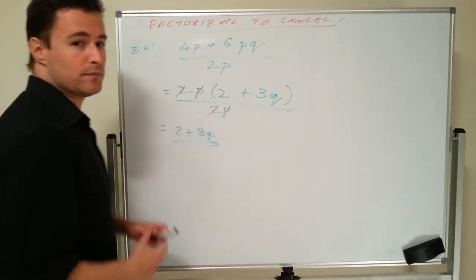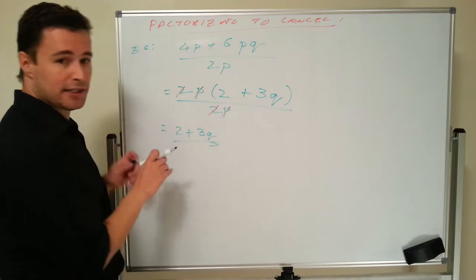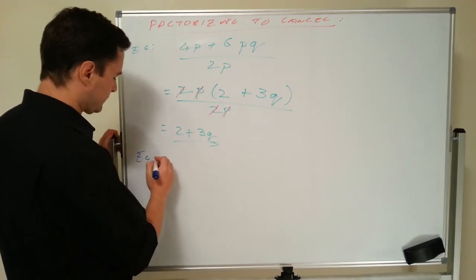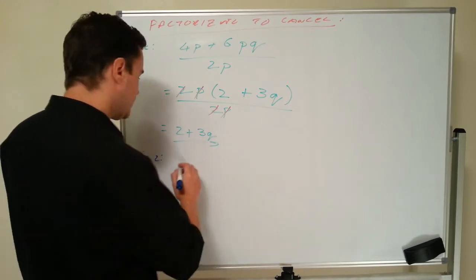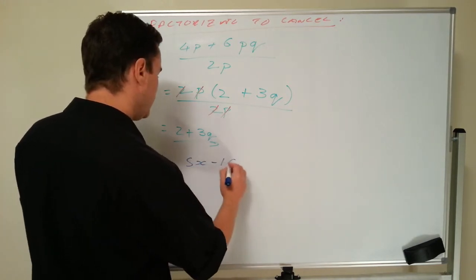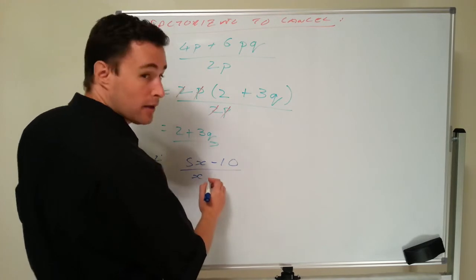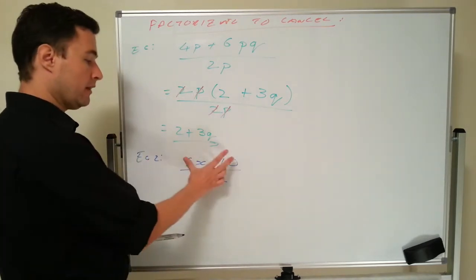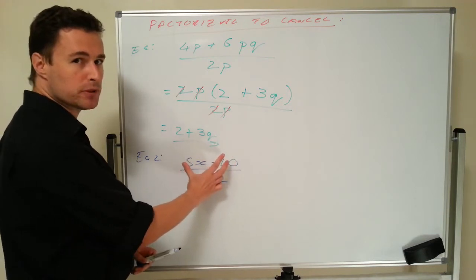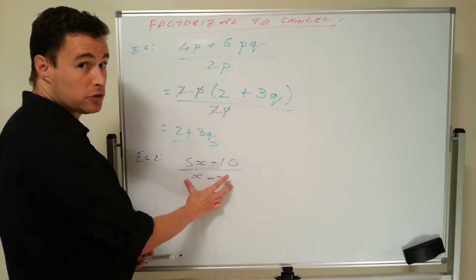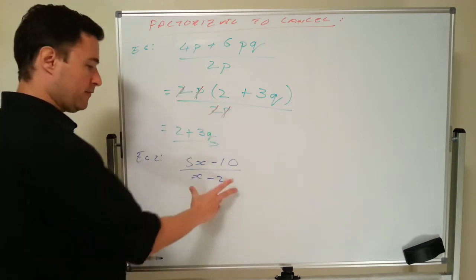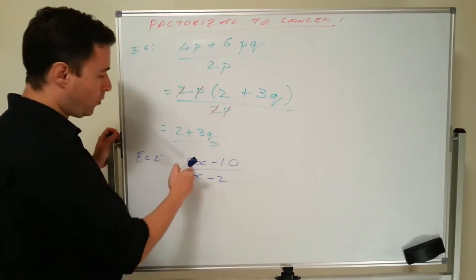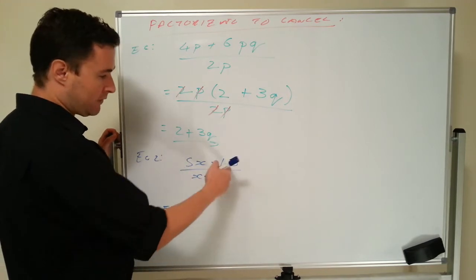Similar idea. Let's do example 2: 5x minus 10, all divided by x minus 2. Okay, stop. There on top is two terms. This is actually two terms as well, but I'll show you a way of thinking of it to make it one term. Let's first jump in and say, what can we take out at the top? There's a 5 and there's a 5.